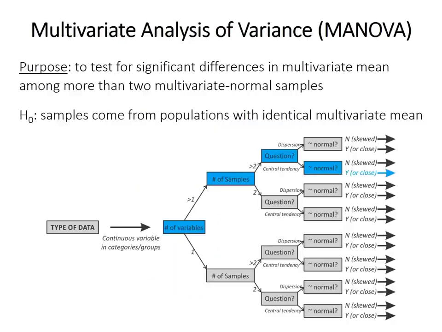So the purpose of MANOVA is to test for significant differences in the multivariate mean, so you have more than one variable per sample, among more than two normally distributed samples. The null hypothesis is that the samples come from populations with identical multivariate means. You could also phrase this as saying there's no difference in the multivariate means between the samples, or between the populations that they come from.